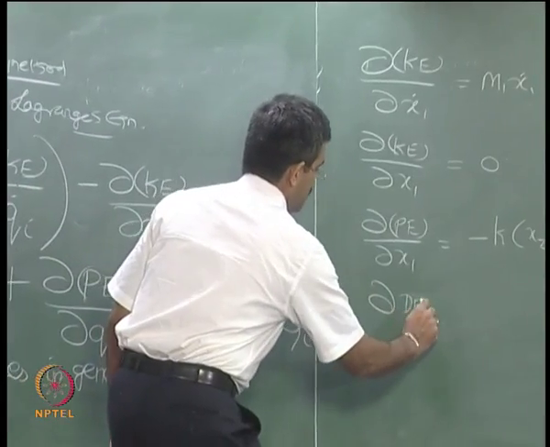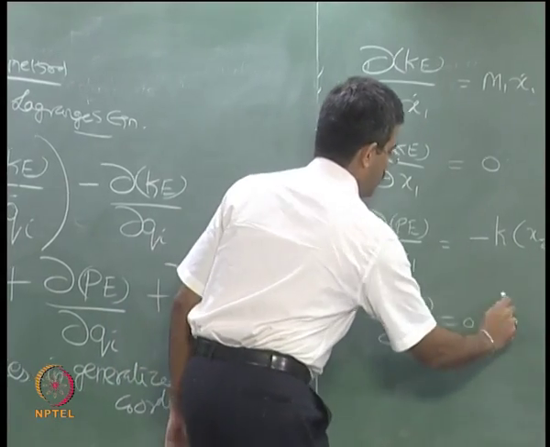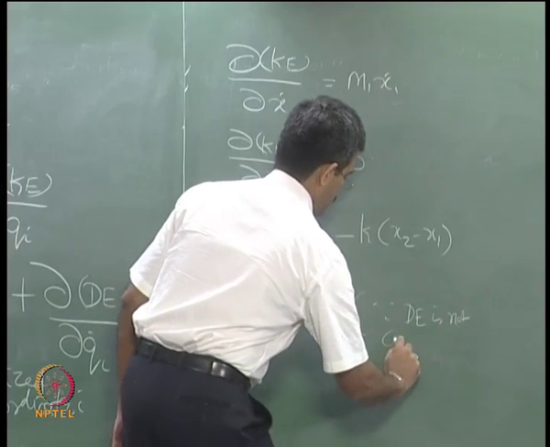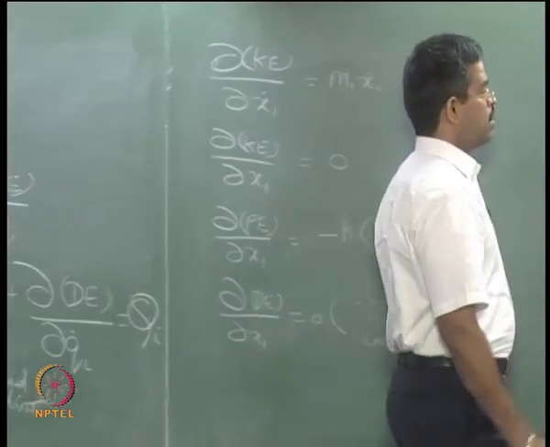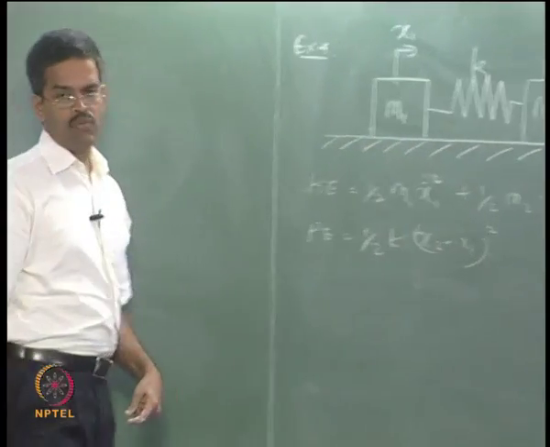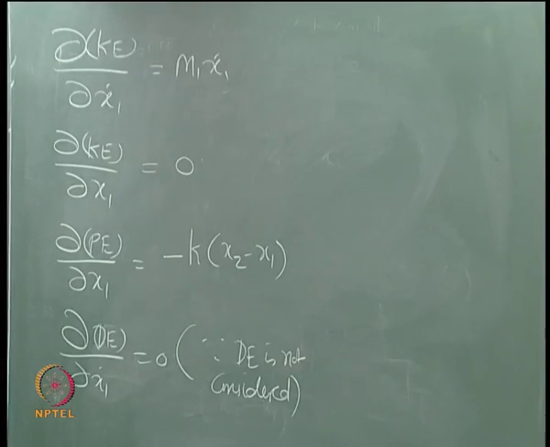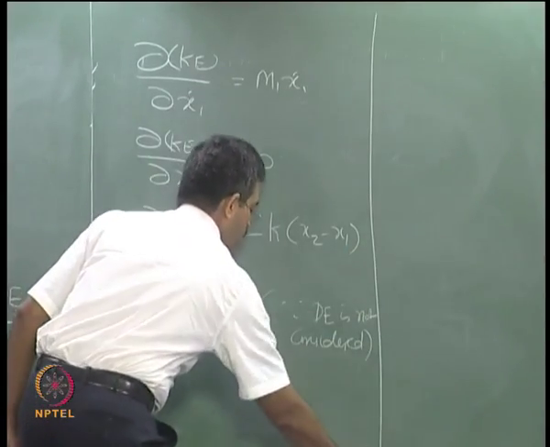Partial derivative of dissipation energy with respect to x1 dot is 0 because dissipation energy is not considered. I am not considering any frictional force between the mass and the plane of motion. Similarly, I can do the same for the second case.